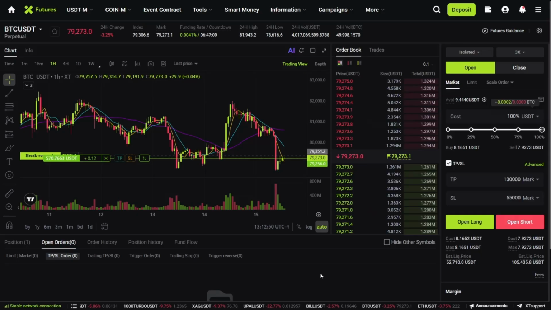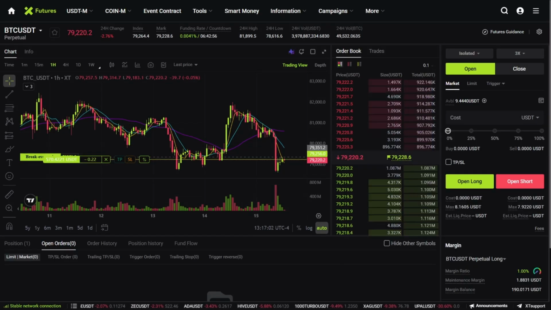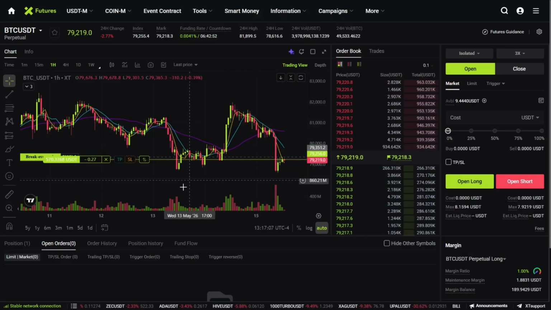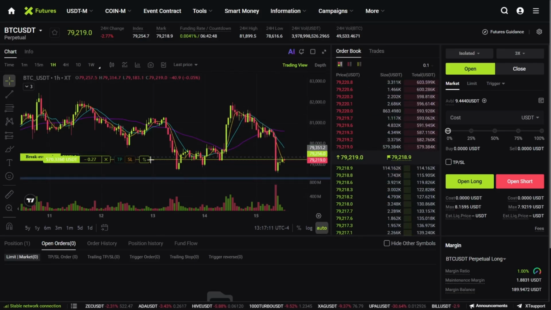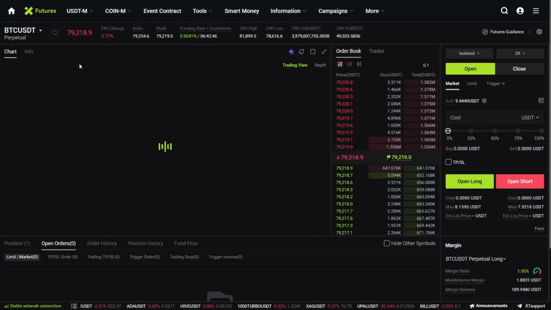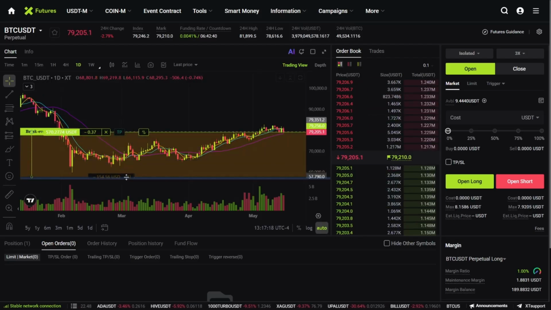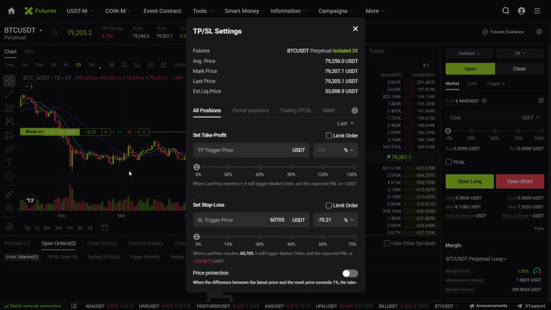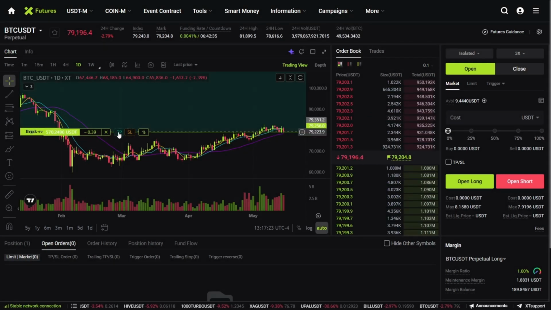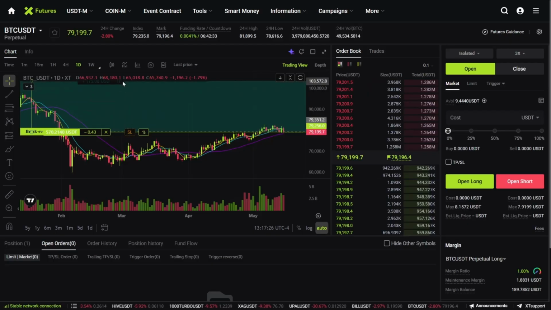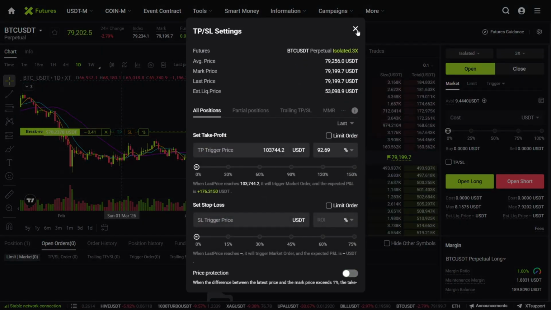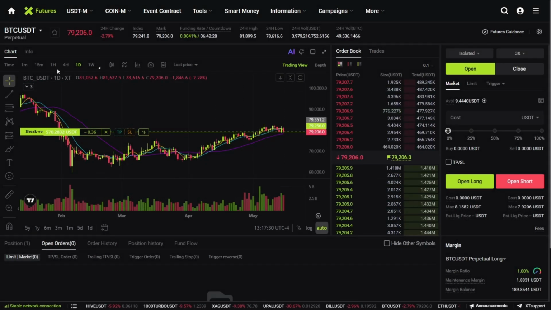Now I showed you how to add a take profit and stop loss order before your trade. Next, I'm going to show you how to add one after. There are multiple ways on XT to add a take profit and stop loss after your trade. We can actually do it right on the chart. So to make it easier, we can move the chart to the daily, and then we can just drag our stop loss to our preferred price. So let's say 60,000, or we could drag our take profit to our preferred price.